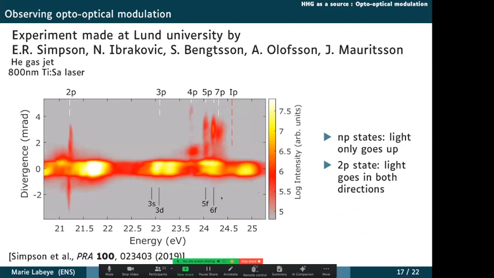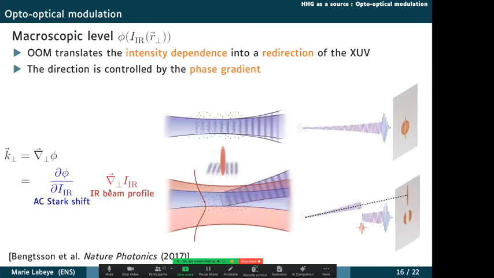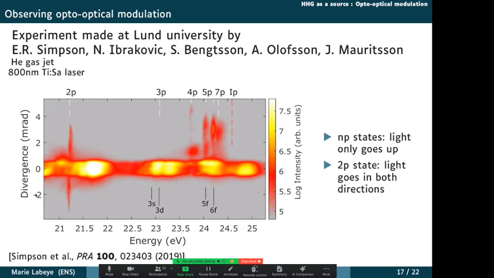So that was done in the team of Johan Mauritsson at Lund University for different transitions in helium. So the 1s to 2p or 3p, 4p, etc., with an XUV and then a delayed IR. They see that the light is indeed redirected off axis. And the main difference that we wanted to understand here was that the np states are all directed in one direction, up, while the 2p behaves very differently. Some light is sent up and the other is sent down. But since all of them see the same IR beam profile, it must be because they have different AC Stark shifts. And that's something that we explained in the article.